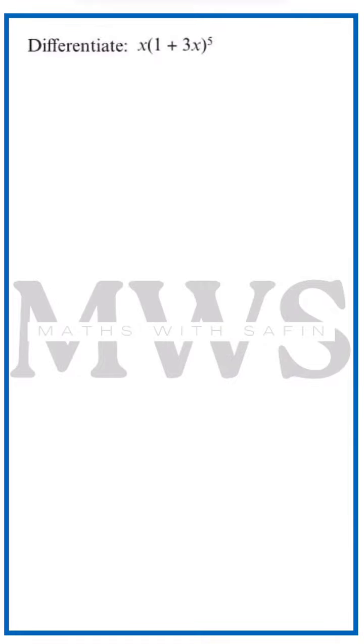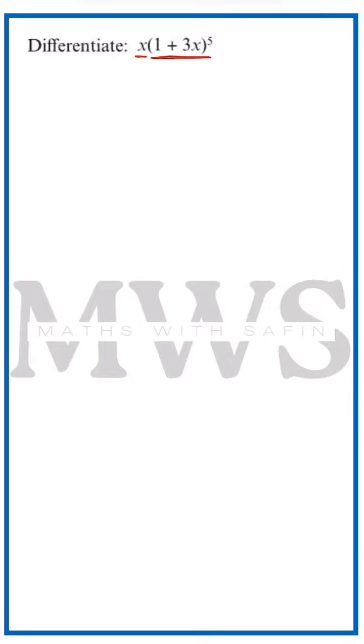So let's have a look at how we can differentiate the following using the product rule. This is the quickest way to do it, I'm about to show you. The way my method works is we look at the two functions, where x is one function and it's been multiplied by the second function, which is 1 plus 3x to the power 5.